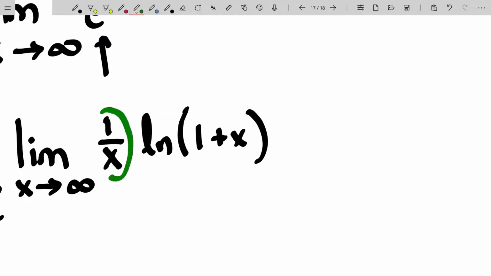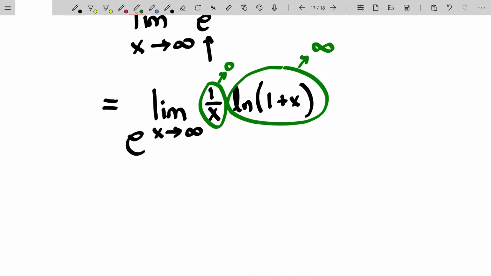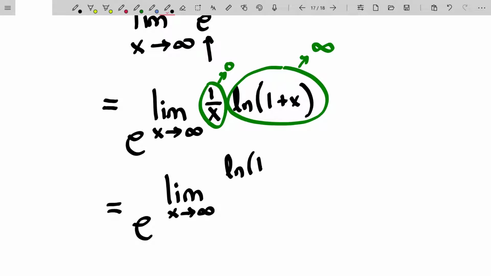Notice that this tends to 0 and this tends to infinity. That's a 0 times infinity situation, but we know how to deal with that. Write it as a fraction instead. That's e to the limit as x goes to infinity of the natural log of 1 plus x over x. And now that is infinity, something approaching infinity, over something approaching infinity. That limit is ready for L'Hopital's rule.